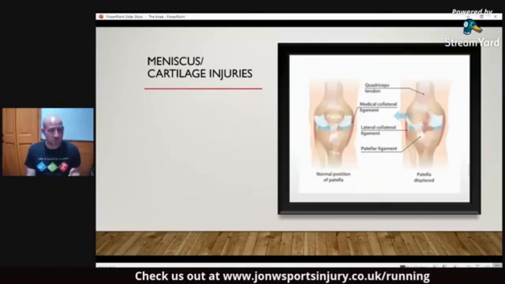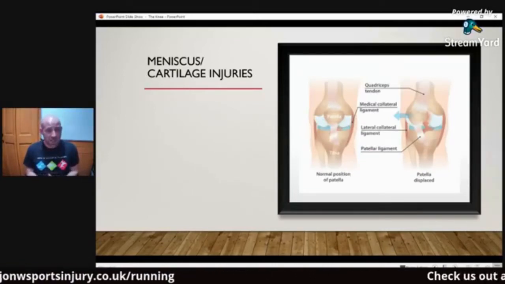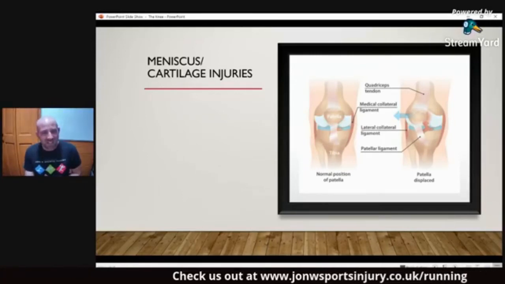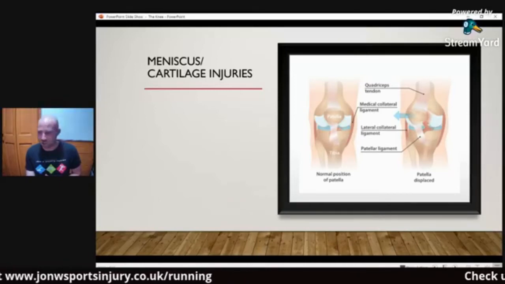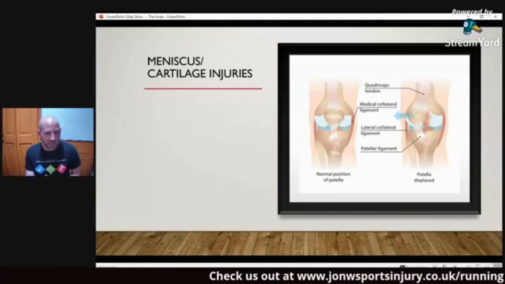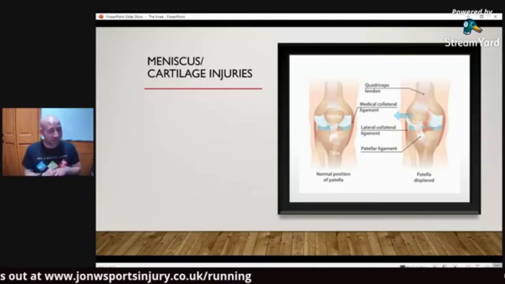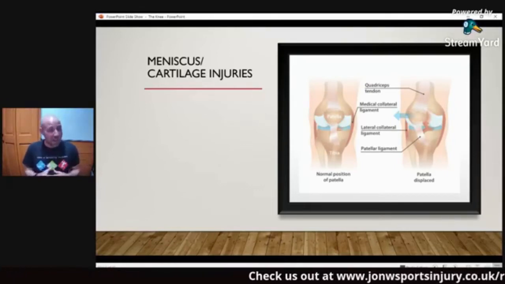So the next thing I wanted to talk about was meniscus injuries or cartilage injuries. So a good place to start with this one is, well, what is the meniscus? What is its role? What is its function? Well, they're discs of cartilage that sit in between our knees. So we can see these blue structures here. Now, these blue structures are effectively stopping these bones from rubbing together. If we didn't have those, that can cause a rubbing sensation on the knee, and that can really irritate the knee. They also act as a shock absorber.